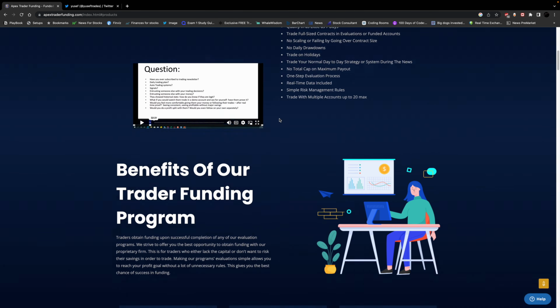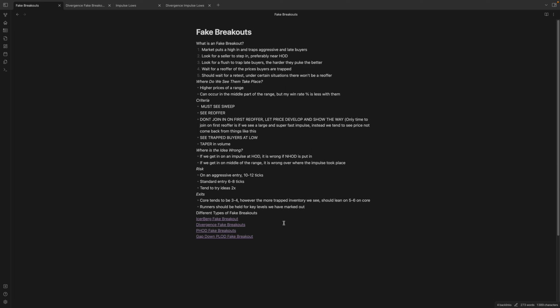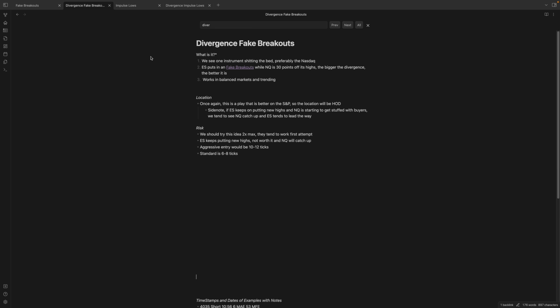Now that that's out of the way, we can go ahead and dive on into what these divergence plays are, how I play them, the risk and stuff like that, and I'll show a couple of clips. Like I said earlier, they tend to be seen in fake breakouts and impulse lows. If you don't know what a fake breakout or an impulse low is, you can pause it and just read this real quick. And this is what an impulse low is. So let's go ahead and discuss divergence fake breakouts.